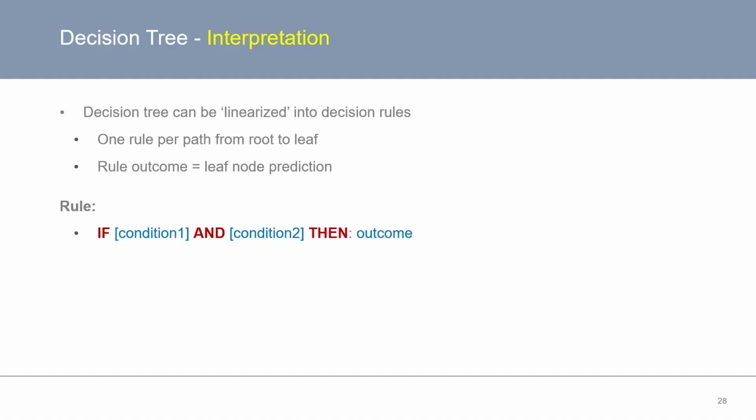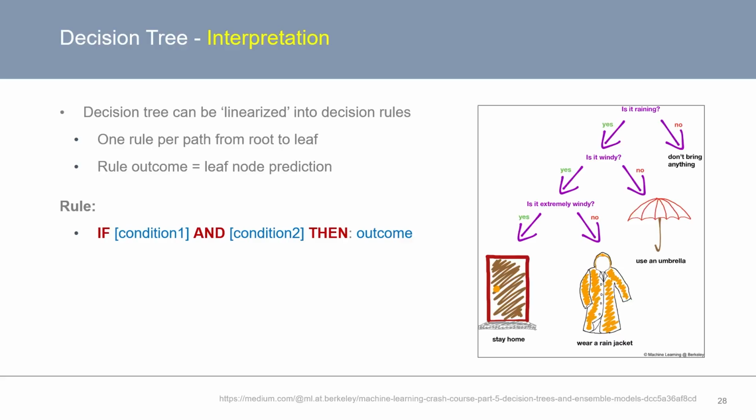Here we have the format of a typical conditional rule expression, also known as an if-then expression, where the conditions are identified after the if, and these conditions are connected by ands, and then the predicted outcome follows the then part of the rule. On the right, we have another simple decision tree example, in this case deciding what to do based on the weather.